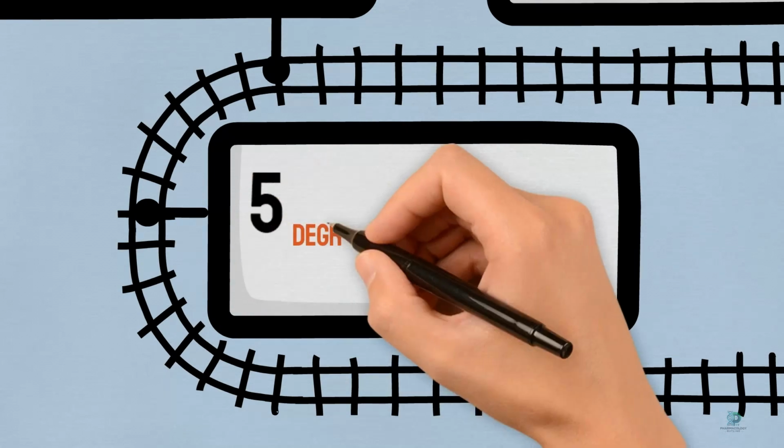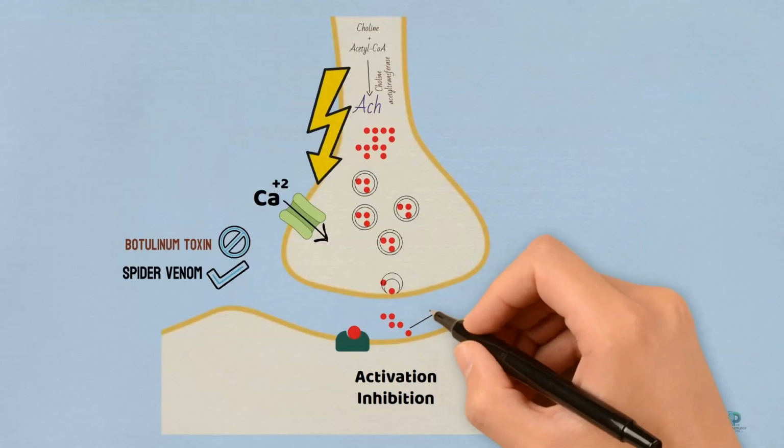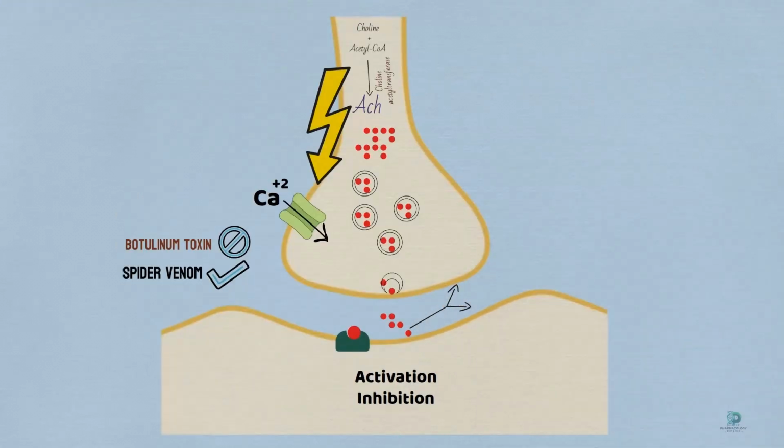5. Degradation of acetylcholine. The neurotransmitter is rapidly broken down in the synaptic cleft by the enzyme acetylcholinesterase. This step is crucial for terminating the signal and preventing overstimulation.